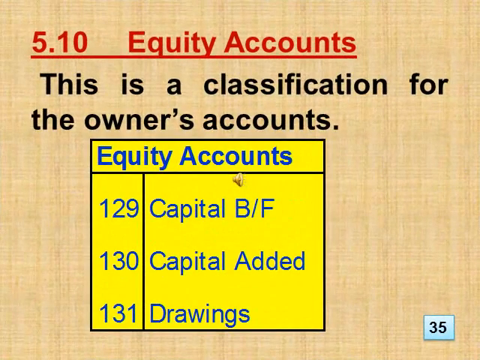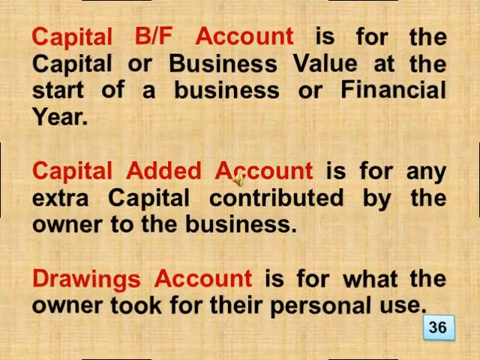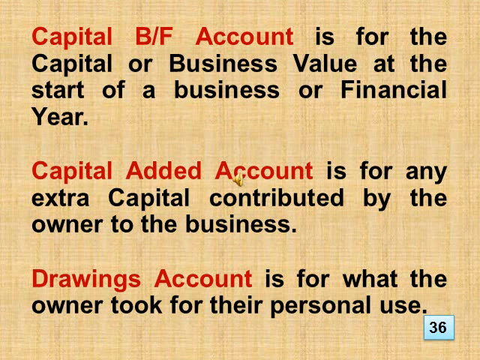Section 5.10. Equity accounts. This is a classification for the owner's accounts. This includes capital brought forward, capital added, plus drawings. Capital brought forward account is for the capital or business value at the start of a business or financial year. Capital added account is for any extra capital contributed by the owner to the business. Drawings account is for what the owner took for their personal use.